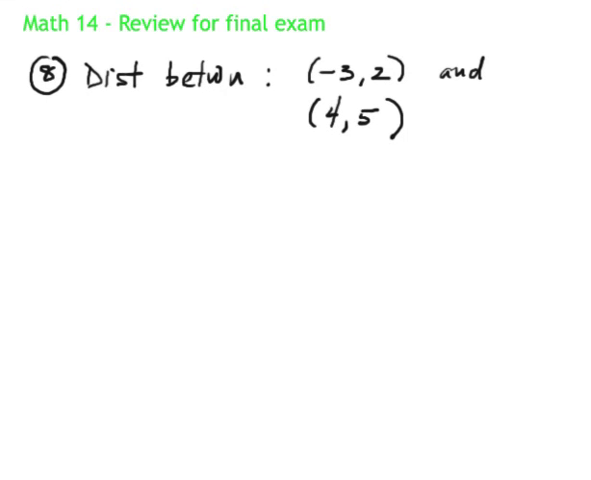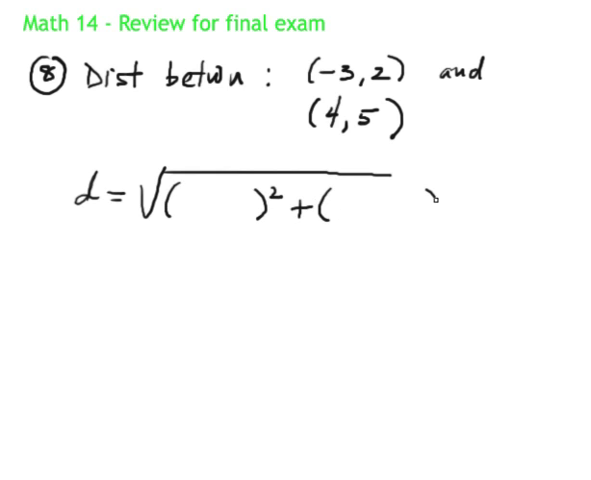In number 8, we're asked to calculate the distance between 2 points. Okay, so here are the 2 points, and let's write down the square root and the 2 parentheses squared of the distance formula. In one set of parentheses we're going to subtract x values, so let's do that. So that will be minus 3 subtract 4. And in the other set of parentheses we subtract y values, so that's 2 minus 5.